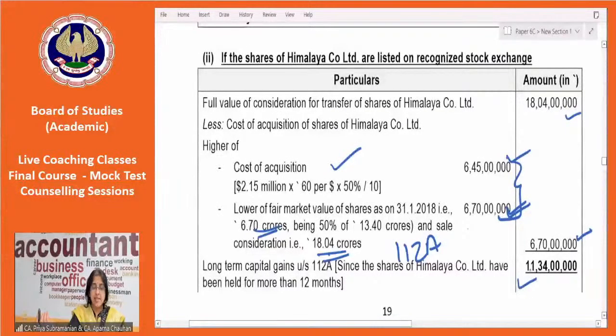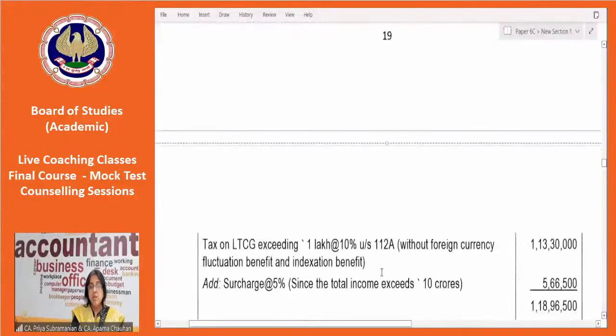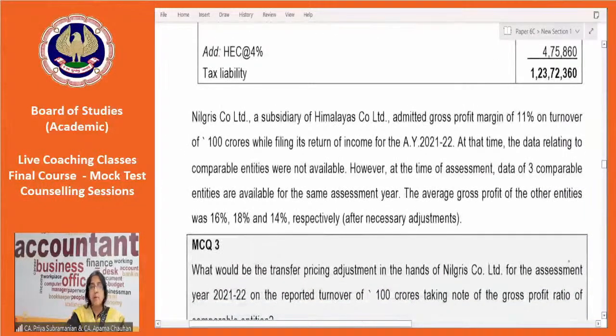Here again, no indexation benefit is available. So it's 11 crore 34 lakhs. And here 1 lakh benefit you will get. Now only the capital gain above 1 lakh will be taxable, so 1 lakh remaining, it will be 11 crore 33 lakh. You will have to subject it to tax at 10%. Then again surcharge at 5% since total income exceeds 10 crore, and cess at 4%. So this is how you get the tax.